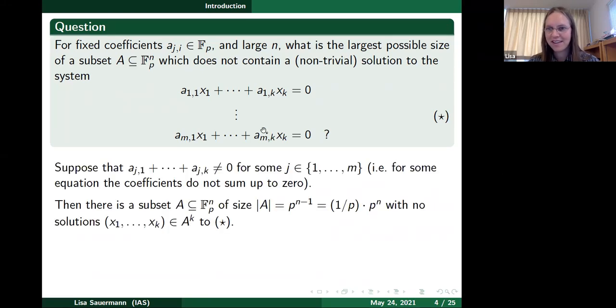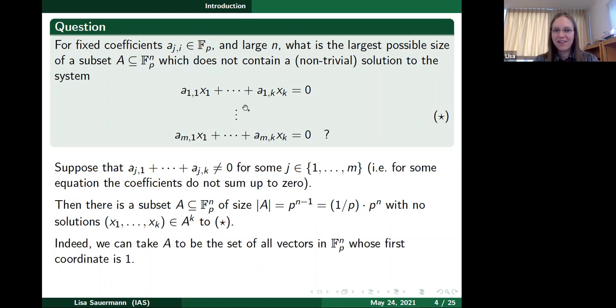Here is first a pretty easy observation. Suppose we are in the case that for one of these equations in the system, the coefficients don't sum up to 0. So suppose that for some j from 1 to m, we have that a_{j1} + ... + a_{jk} is non-zero. Then it's not hard to see that there's a very large subset A of F_p^n, namely of size p^{n-1}, which is a 1/p fraction of all of F_p^n, so that there are no solutions x_1 to x_k at all in the subset A to the system star.